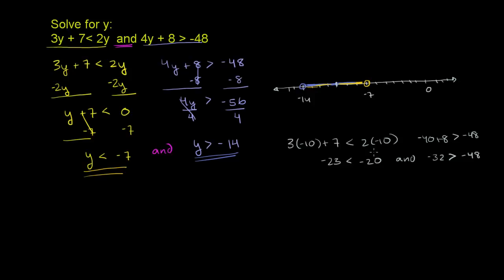So negative 10 works. Now let's just verify things that shouldn't work. So 0 should not work. It's not in the solution set. So let's try it out. If we had 3 times 0 plus 7, that would be 7. And 7 is not less than 0. So it would violate this condition right over here if you put a 0. If you put a negative 15 over here, it should violate this condition right over here because it wasn't in this guy's solution set. Anyway, hopefully you found that useful.